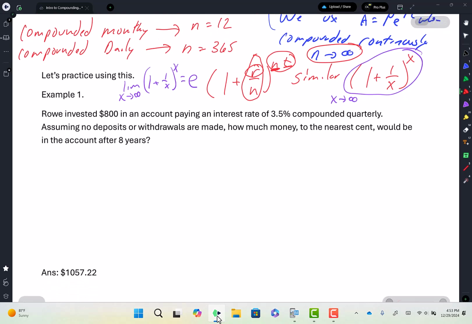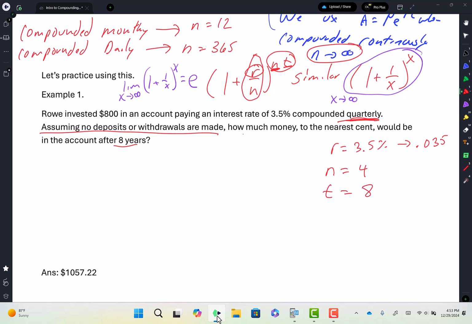Roe invested $800 in an account, paying an interest rate of 3.5%. So your rate is 3.5%, but in decimal, that is 0.035. Compounded quarterly, so that means that your n equals 4, because if it's compounded quarterly, that means 4 times in a year. Assuming no deposits or withdrawals are made, because then that creates a different type of problem here. How much money to the nearest cent would be in the account after 8 years? So t equals 8 years.